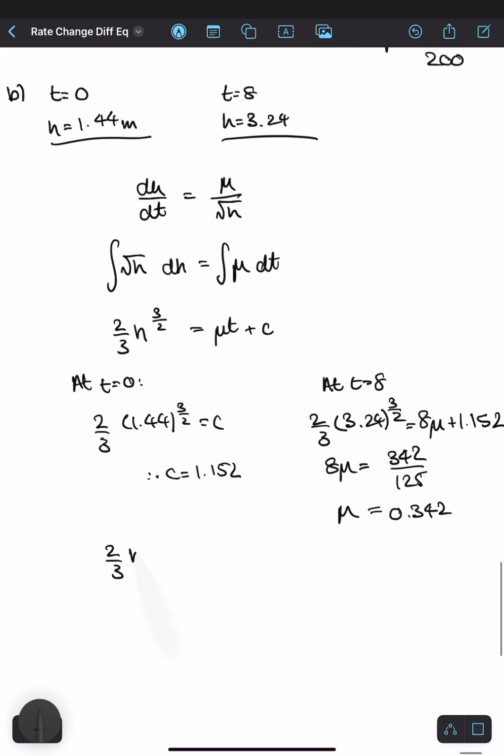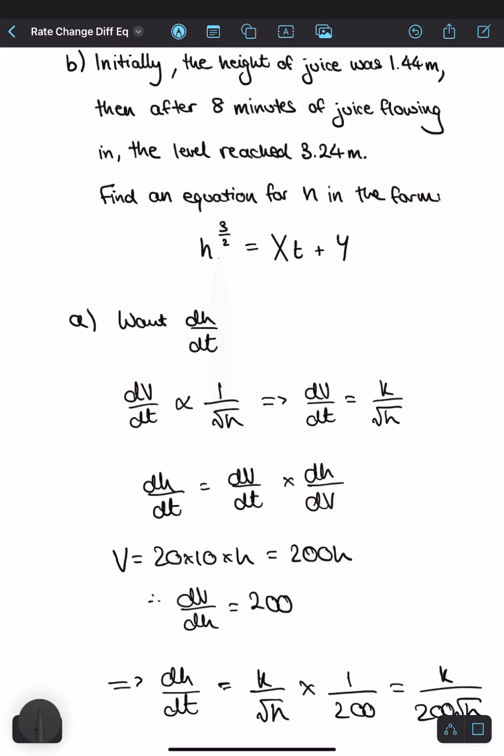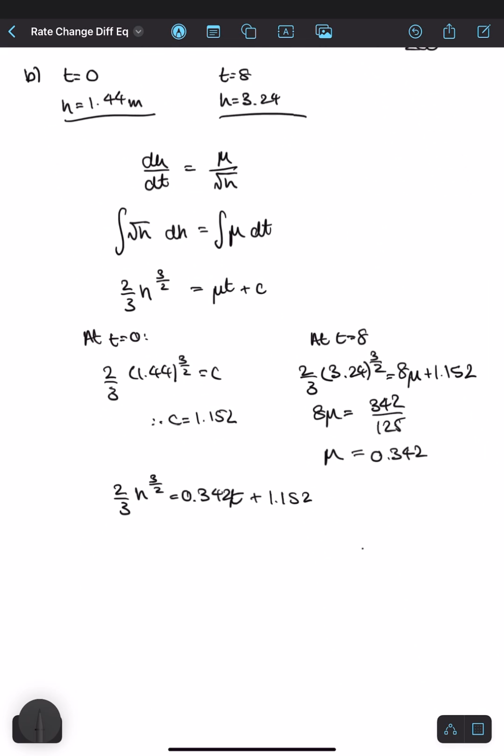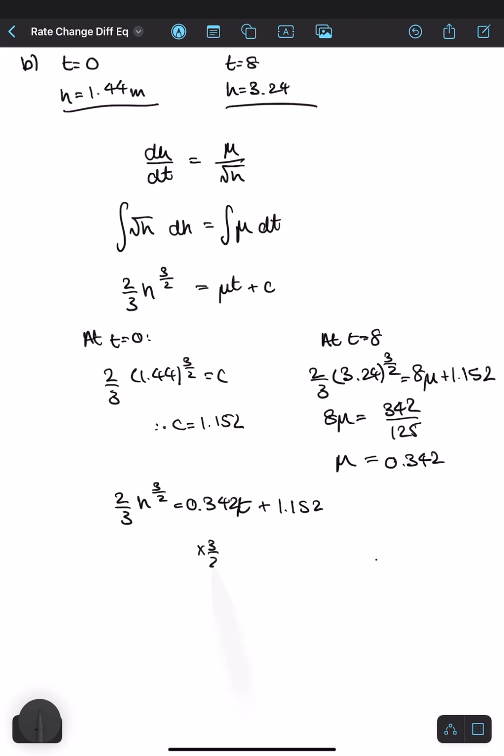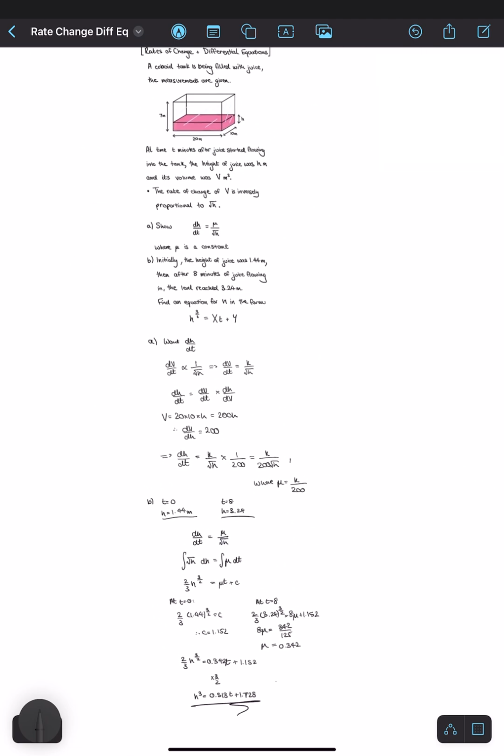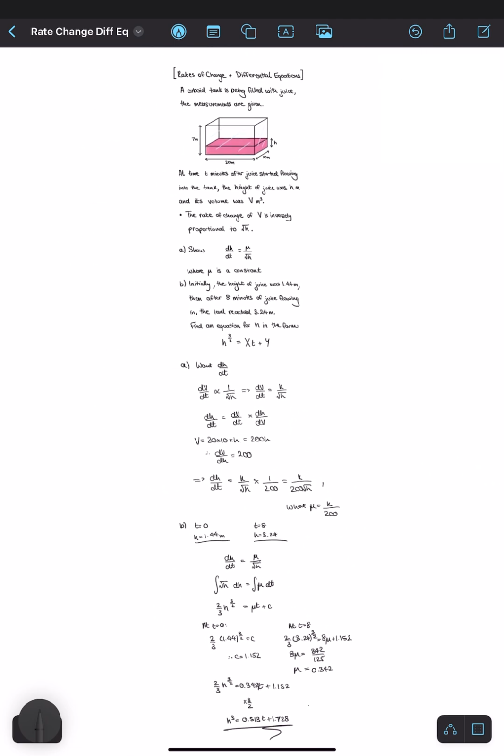So I have 2/3 h to the 3 over 2 is equal to 0.342 t plus 1.152. And the question doesn't want any coefficients with h, so all I have to do is multiply by 3 over 2, and I get h cubed is equal to 0.513 t plus 1.728, and that is my final answer to this rates of change and differential equation question.